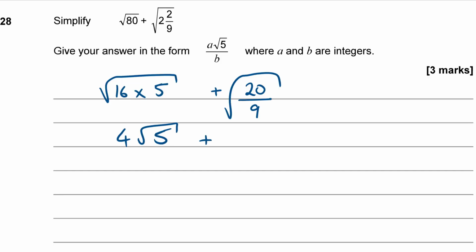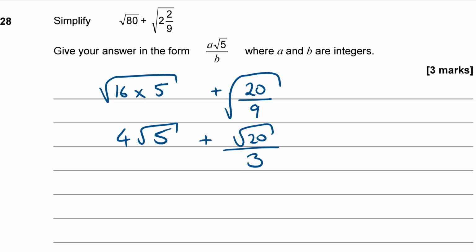And on the other side, I can split that up into two roots. I can say that is the root of 20 divided by the root of 9. So that is the root of 20. The root of 9 is 3, isn't it? So I've got root 20 over 3. Is that helping me?